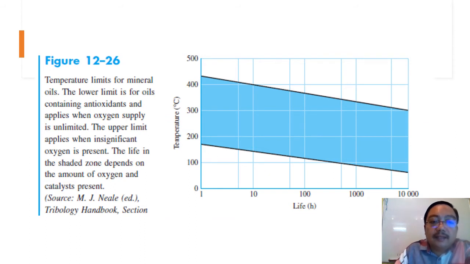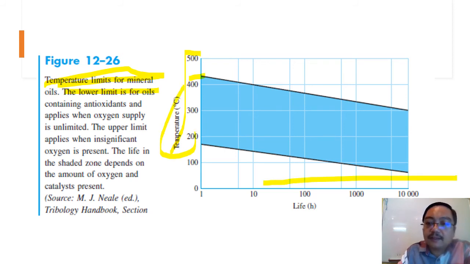Temperature limits for mineral oils: the lower limits are for oils containing antioxidants and apply when oxygen supply is unlimited. The upper limit applies when insignificant oxygen is present. The life in the shaded zone depends on the amount of oxygen and catalyst present. You see here is the temperature limit for mineral oil. This is the temperature, up to 400 degrees Celsius. This is the life. You can see here.